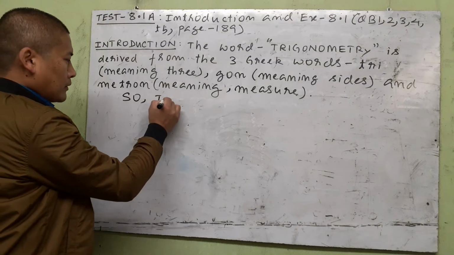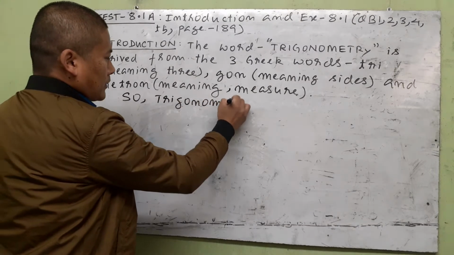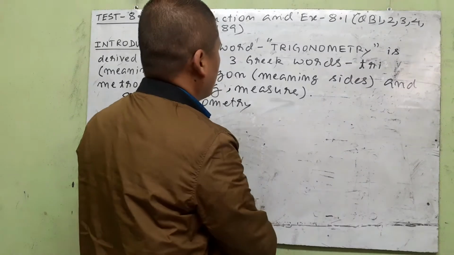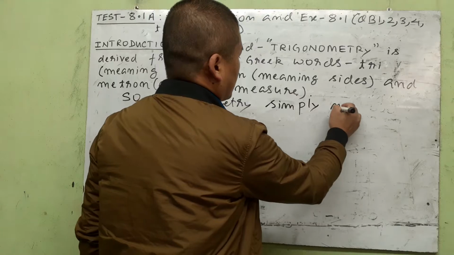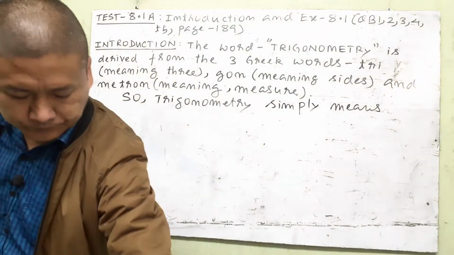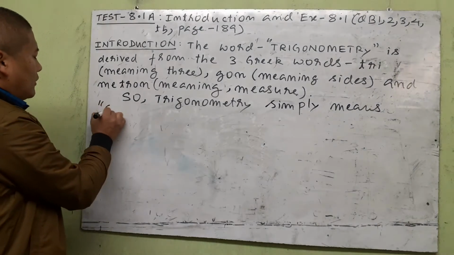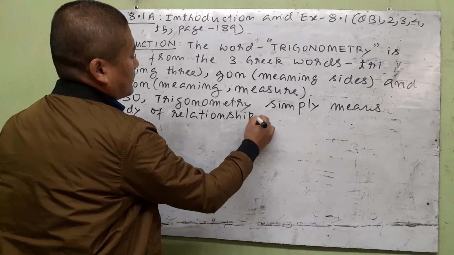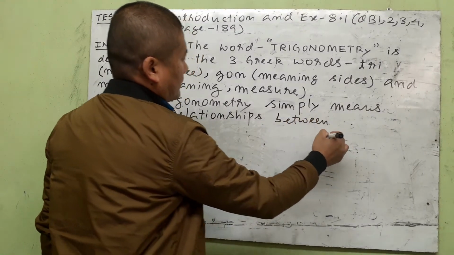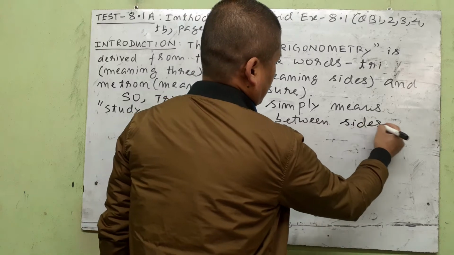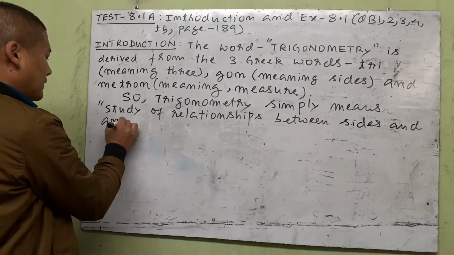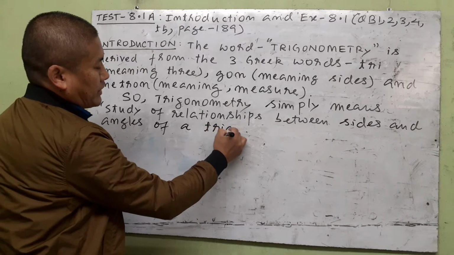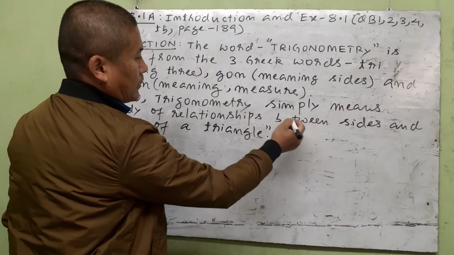the word trigonometry literally means, according to your text, study of relationships between sides and angles of a triangle. That's the simple meaning of trigonometry.